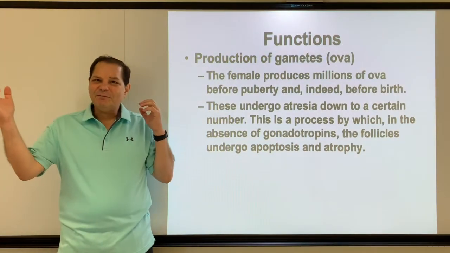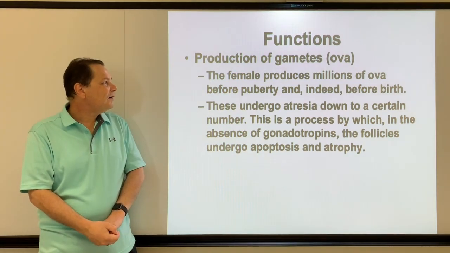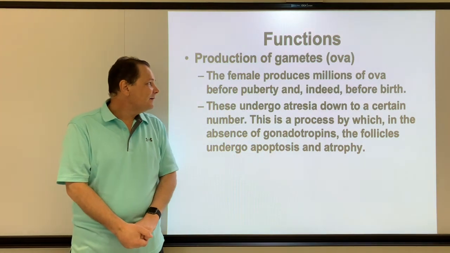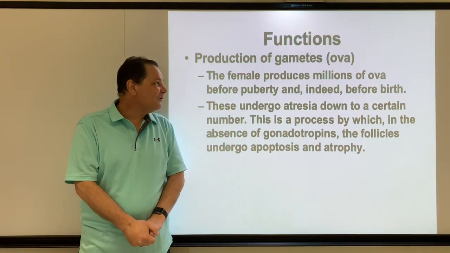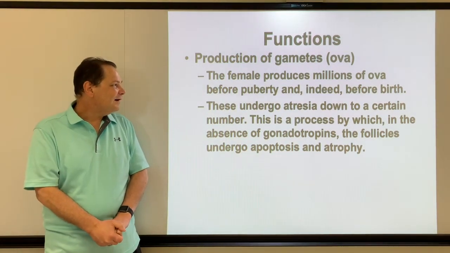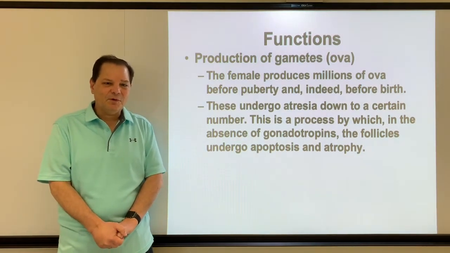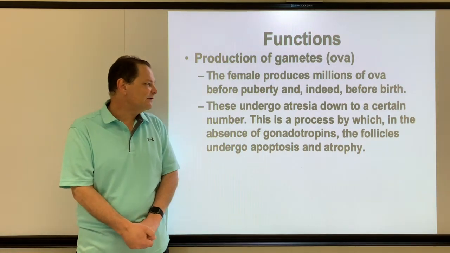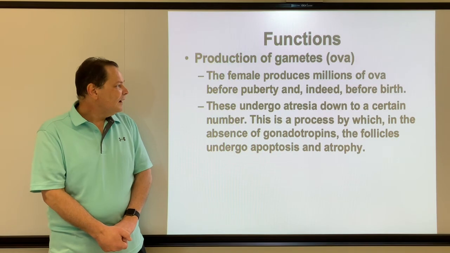The functions of the reproductive system, just to make sure that we're all starting on the same level. Basically, the function of the female reproductive system is to produce ova and nurture those and get them to the point where they will develop, and pregnancy will at least occasionally develop, and you deliver a newborn human.